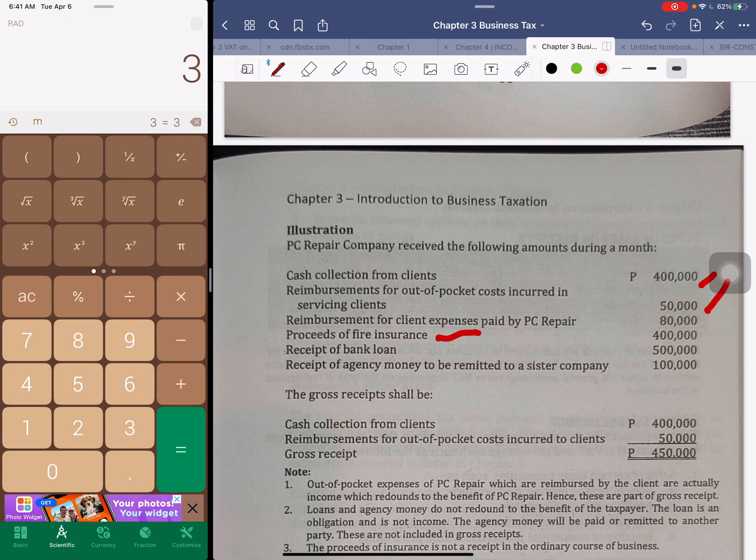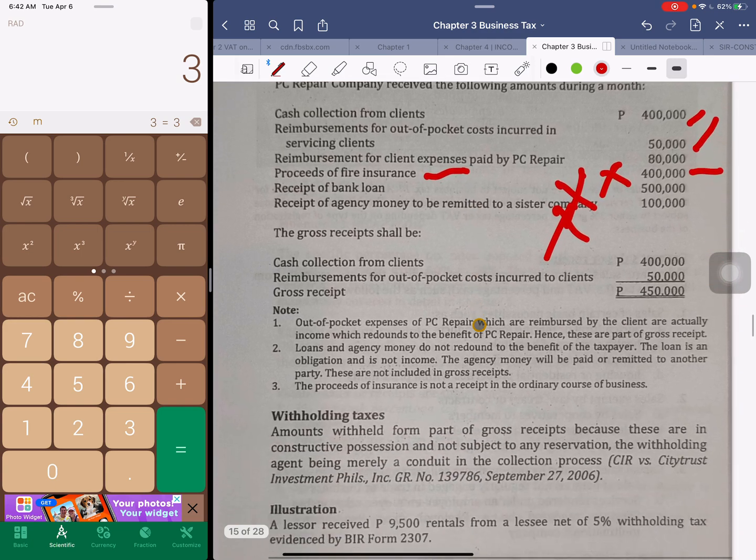Proceeds of fire insurance, maaaring nasunog yung kanyang company or part ng company. So naka-receive siya ng 400,000. Therefore, hindi natin yan isasama sa ating gross receipts. Receipt of bank loan. So, nangutang pala si PC Repair sa bangko. Then, yung amount na na-receive niya kay bangko, of course, hindi yan ordinary course of business. Therefore, it is not part of our gross receipts. Receipt of agency money to be remitted to a sister company. So, hindi pala sa iyo yung pera pero naka-receive ka ng pera na ibabayad mo din pala doon sa sister company mo. Therefore, yung 100,000 is not part of our business tax, no? So, ganun naman siya kadali.